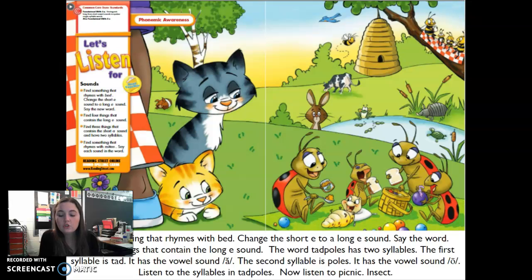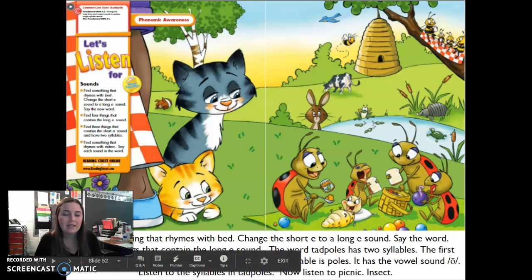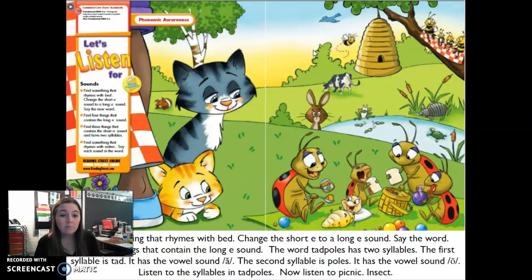All right, so change the short E in bed to a long E to make it say its name, E. What would be the word now? Bead. Can you find 4 things that have our long E that says E? B. Maybe how many tadpoles are there? 3.